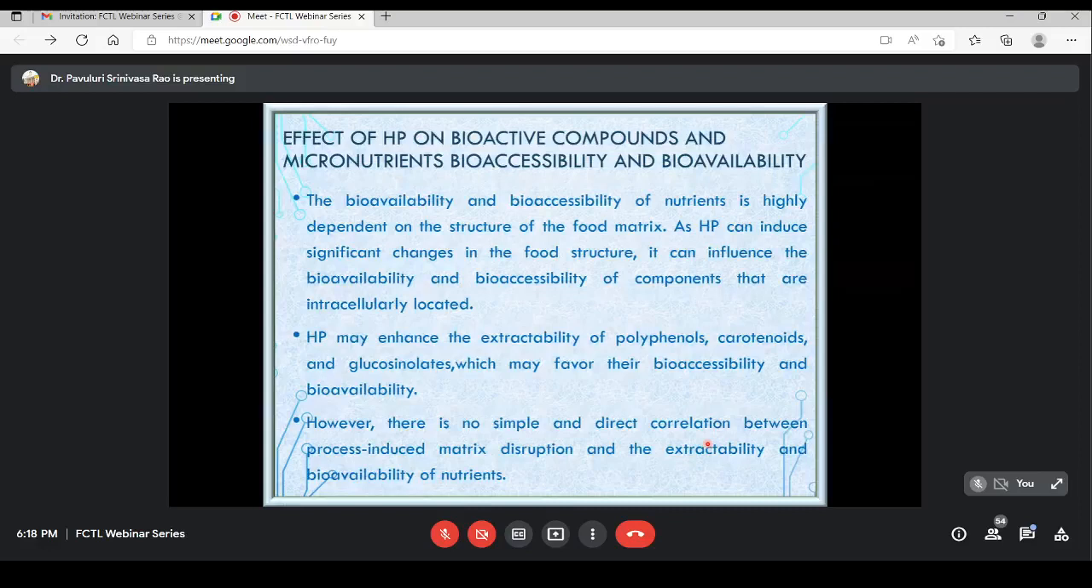Another potential research area is the effect of high pressure on bioactive compounds and micronutrients, bioaccessibility and bioavailability. So far, certain studies available on bioaccessibility and bioavailability show mixed results. For example, in carrot it has been shown the bioaccessibility has improved, but in the case of beetroot it was the other way. These mixed results are leading to confusion. So there is a need to study the influence of high pressure on improvement of bioaccessibility and bioavailability so that the products can be considered superior.